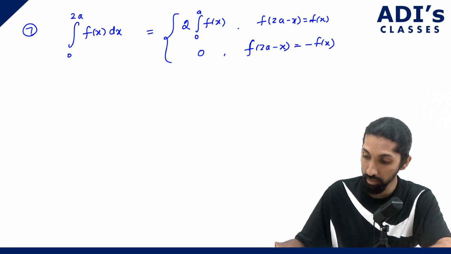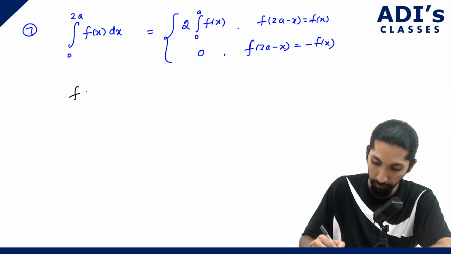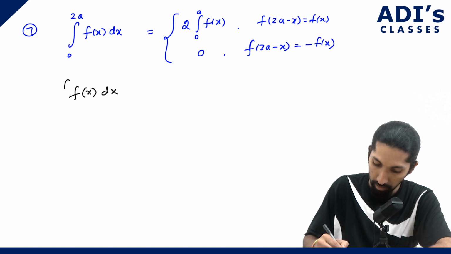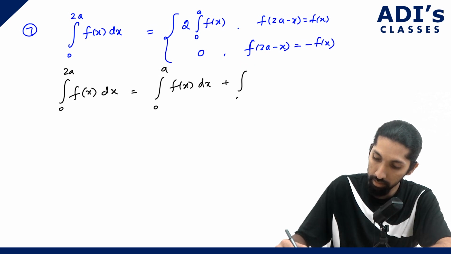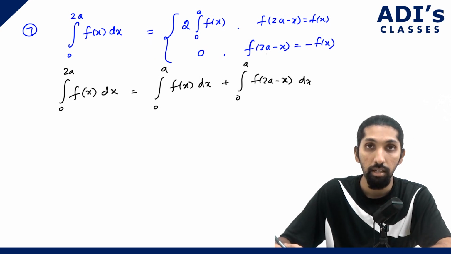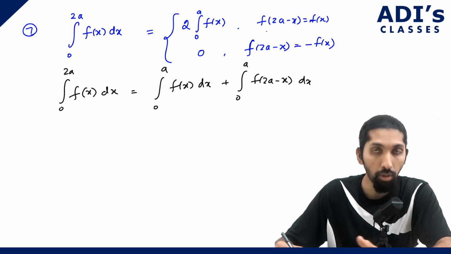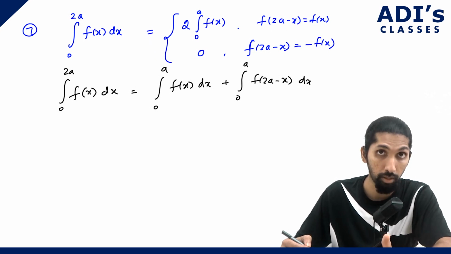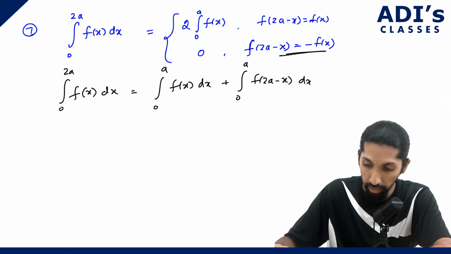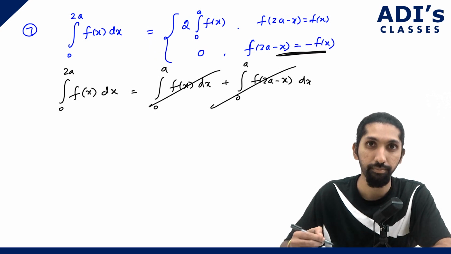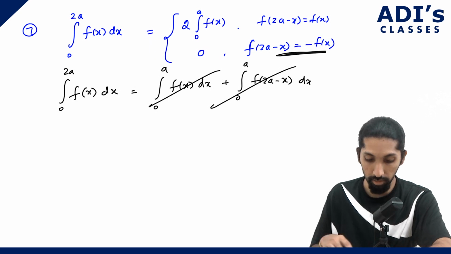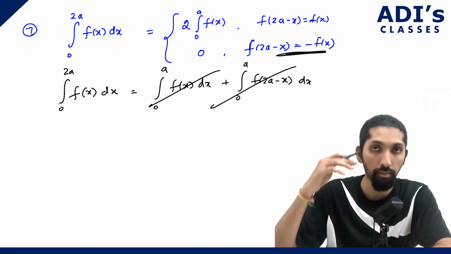See, what you know from the previous result is that the integral of f of x dx from 0 to 2a is integral 0 to a f of x dx plus integral 0 to a f of 2a minus x dx, correct? Look at the cases. If f of 2a minus x is equal to f of x, then it's 2 times, quite obvious. If it is negative sign, then these two will cancel out. So the answer becomes 0. That's all. Very simple proof. Fair enough? So this is the proof for the seventh one.